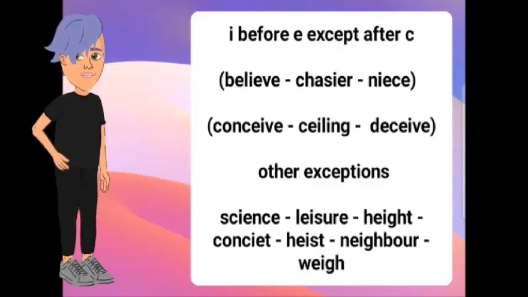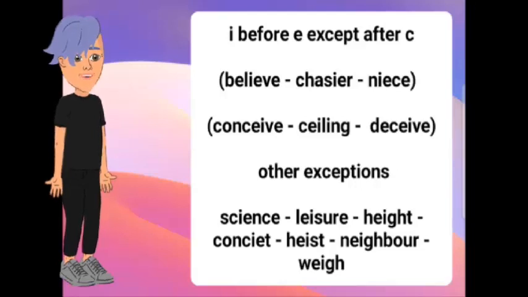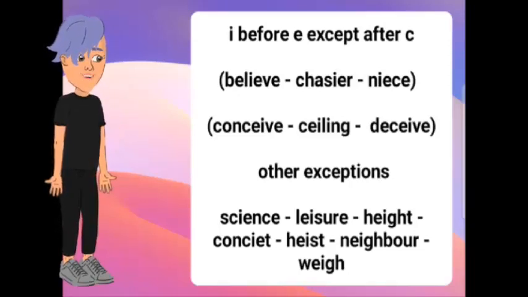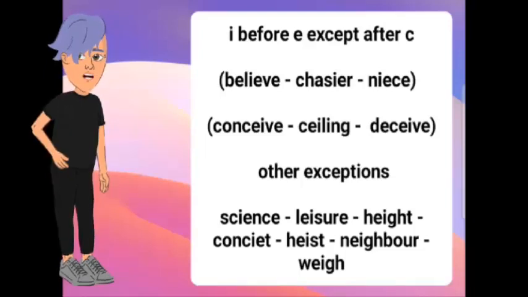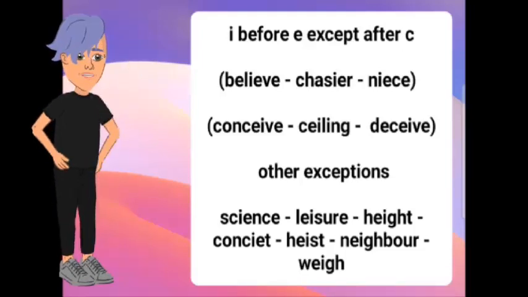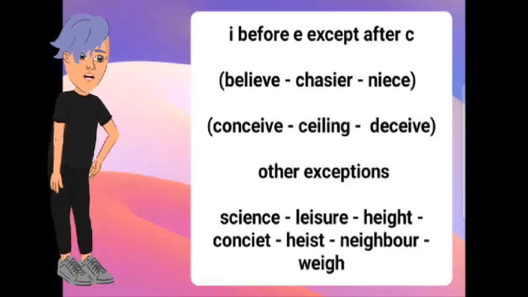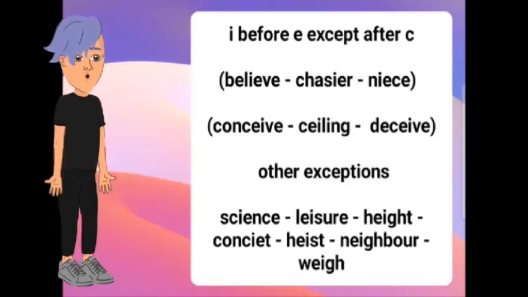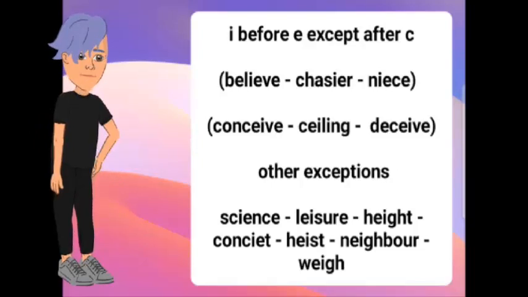We have some exceptions to this rule. Words like science, leisure, height, conceit, heist, neighbor, and weigh. We can see here that the rule is broken. If you look at the word heist, you can see the E comes before the I, and the rule says I before E, but here the E comes before the I. You look at the word conceit, we have a C and then we have I-E, it's not E-I, like the rule. So these are some exceptions to the rule. So remember, I before E except after C.